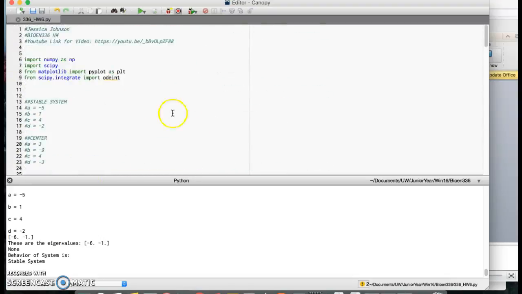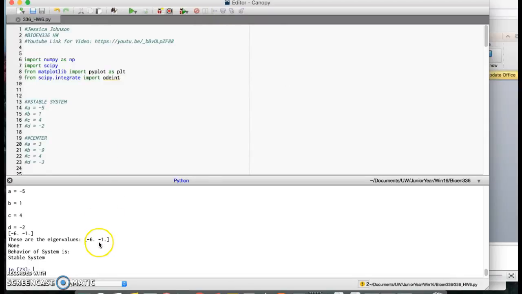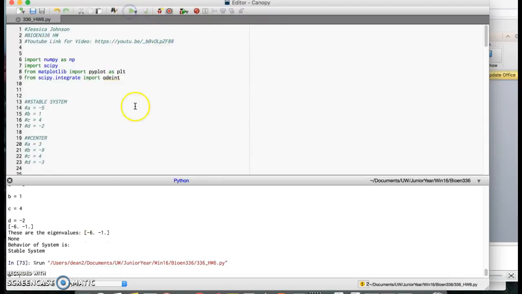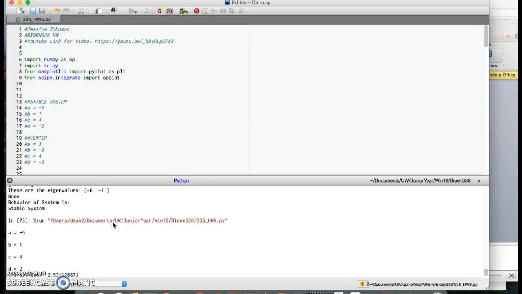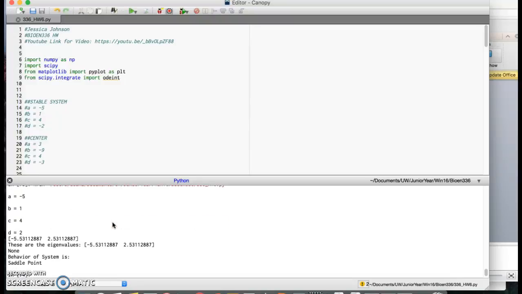Okay, so I'll run you through a few examples of systems with the code. So first off, I'm going to be showing you a stable system, -5, 1, 4, and 2. So I'm just inputting the values of the Jacobian matrix. So as you can see, we result with, these are the eigenvalues.